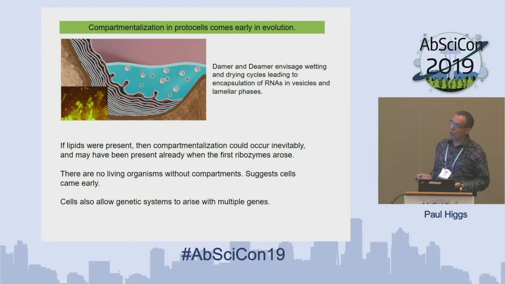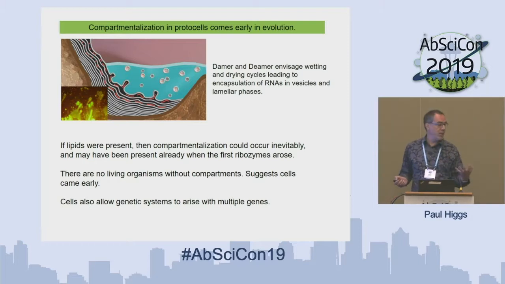So the environment provided by the lipids is good for polymerization. Maybe we get sandwich RNAs inside membranes, and it also creates vesicles, okay? So maybe they were present all along. Maybe the lipid membranes and the vesicles were present all along. Maybe the first replicators evolved inside cells.